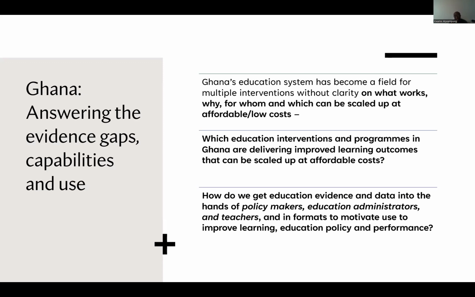So we wanted to answer 3 main areas of interest. We have multiple interventions in Ghana. Unfortunately or fortunately, it's one of those countries where there's a lot of research going on by multiple players. But there's very little clarity on what works and why, for whom, and which can be scaled up at costs that are affordable. When we interviewed the Ministry of Education's policymakers, they just couldn't cite clearly what the corpus of evidence was that was coming from the multiple interventions that were out there. So it wasn't that there weren't interventions or research out there. It's just that nobody knew exactly what they should pay attention to.